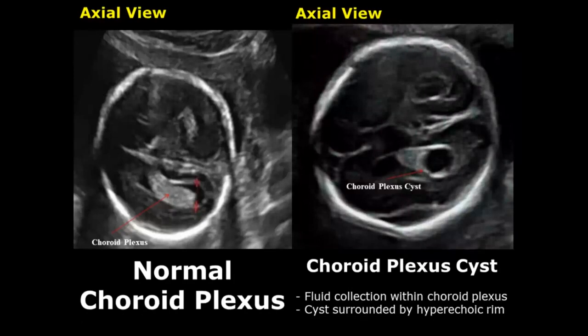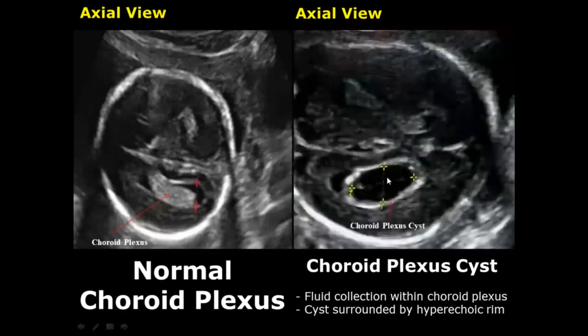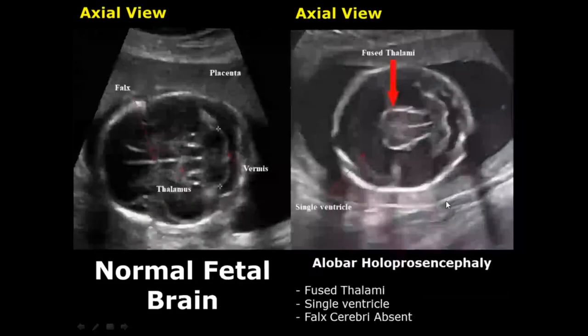A choroid plexus cyst is present inside the choroid plexus. As you know, the choroid plexus are hyperechoic structures. So a cyst inside a choroid plexus will have well-defined echogenic walls. Here is another image of a choroid plexus cyst. It has hyperechoic walls.